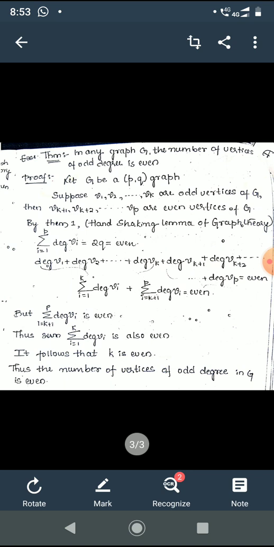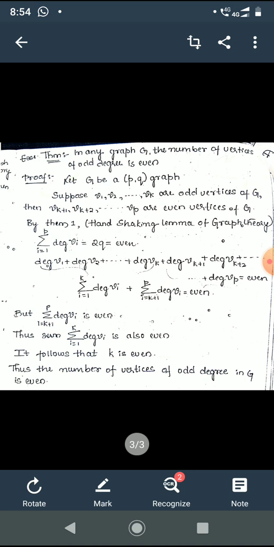Suppose V1, V2 and so on up to Vk are the odd vertices of G, then Vk plus 1, Vk plus 2 up to Vp are the even vertices of G. This is because the set of vertices of the graph contains both odd and even vertices. So here V1 to Vk are odd vertices and Vk plus 1 to Vp are even vertices in G.